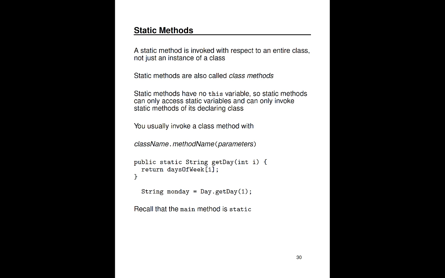And then here's an example of a static method which gets the day at a particular index and returns that string. And what it does is it references the days of the week static field. A static method can reference static fields. And the way that you invoke the method is that you say capital D Day, which is the name of the class, dot getDay with a value of 1. And that returns Monday.